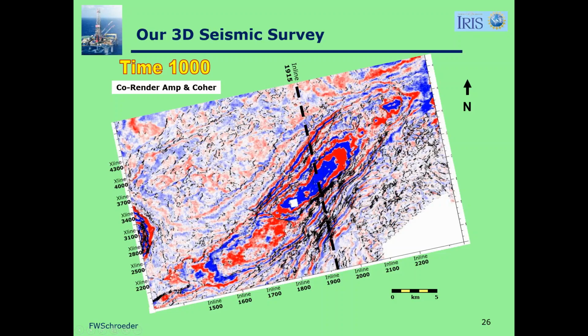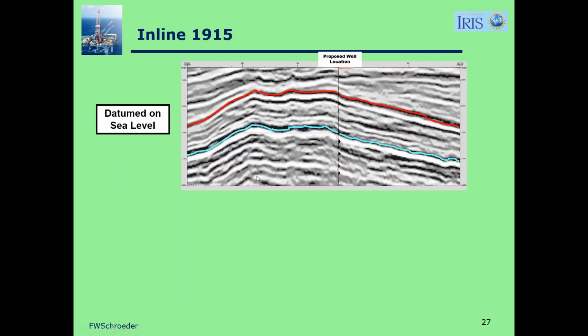And then I go down the flanks, and then the reservoir, the upper Latrobe, would be on deeper time slices out here, and I'm into the younger overlying Lake Entrance formation where it's the lower amplitude. So here is that inline 1915.